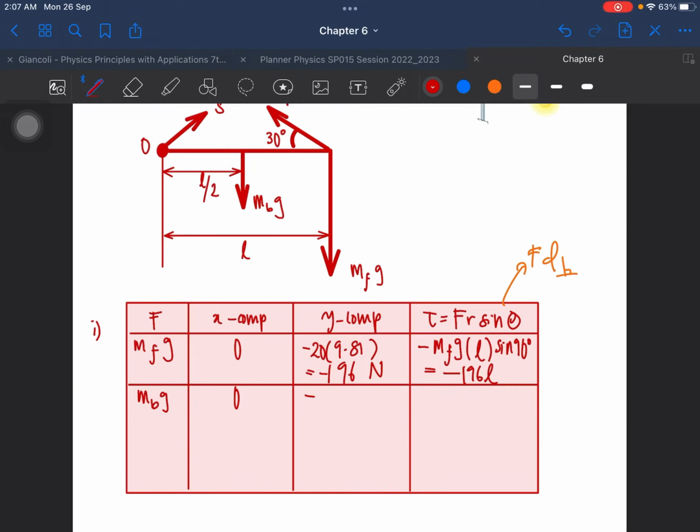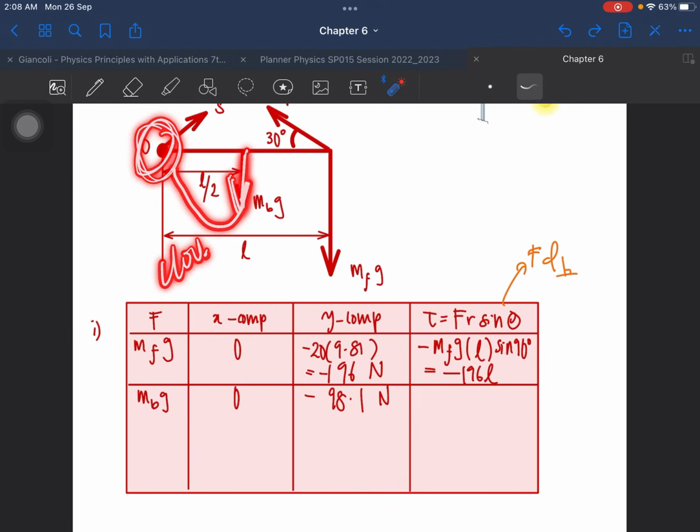Can I just write down the answer? Negative 98.1 Newton. So kamu tahu je kan macam mana kira. And then for the torque, it will be negative. Sorry, kejap. It will be negative, tapi sekarang ni. Okay, so it will be negative because from this force here, the tendency to rotate towards this point is clockwise. So when it is clockwise, it will be negative.